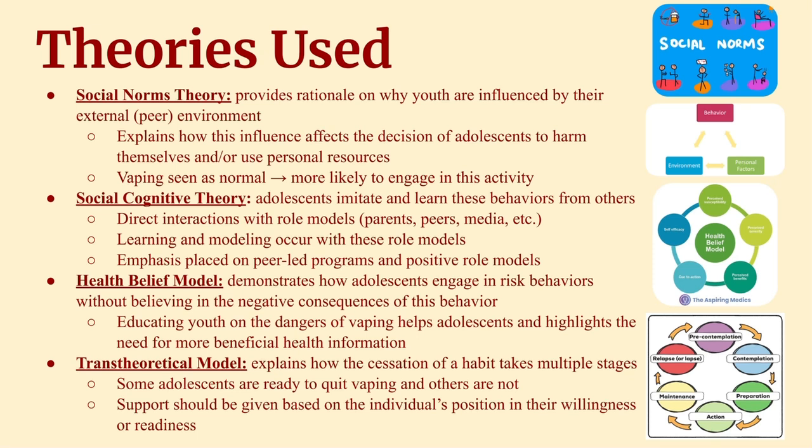Another theory that was used was the social cognitive theory, and this is where adolescents can imitate or learn these behaviors from others. This results from direct interactions with role models, and examples of role models can be parents, peers, social media, other forms of media, etc. And learning and modeling can occur with these role models. As a result of this, emphasis should be placed on peer-led programs and positive role models in the lives of these adolescents.